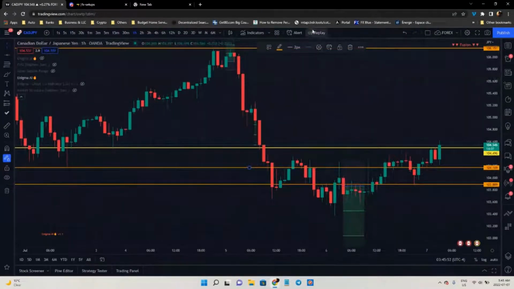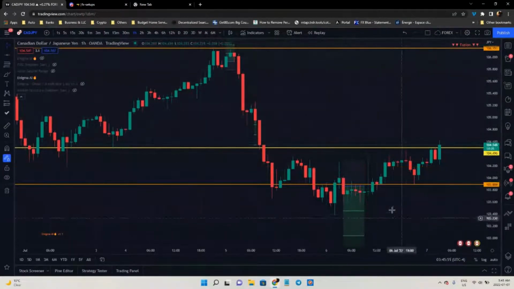And this setup, I didn't take it because it already did the low of the week here. Okay, I was expecting to have that as a low of the week. So that's why I was expecting, no, right here. I was expecting to have the low of the week right here, but it went further down and then down here.